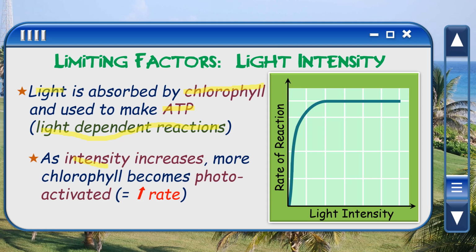But as the light intensity increases, more chlorophyll becomes photoactivated. So this is going to increase the rate. We can see from our diagram here that as the light intensity increases, the rate of reaction will also go on increasing as the light intensity goes on increasing.